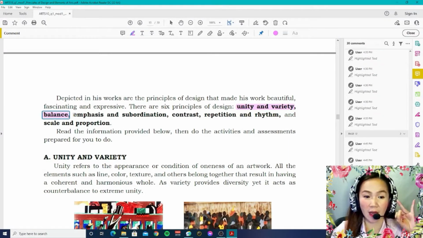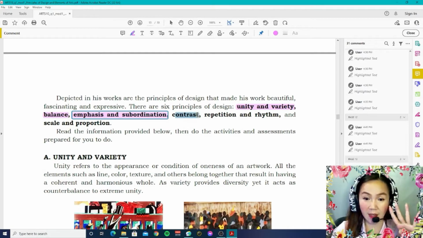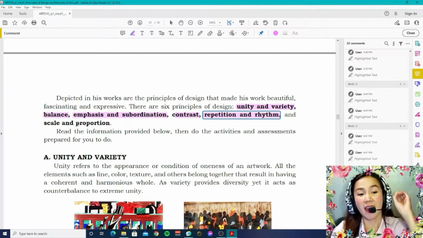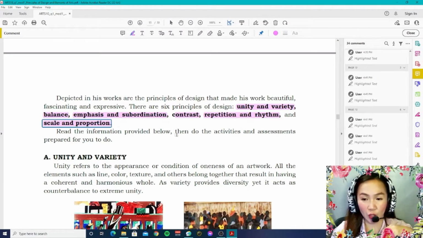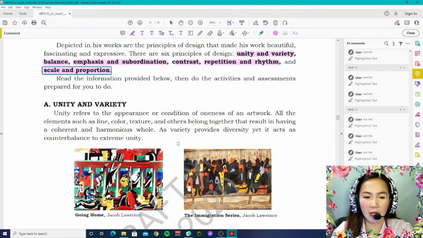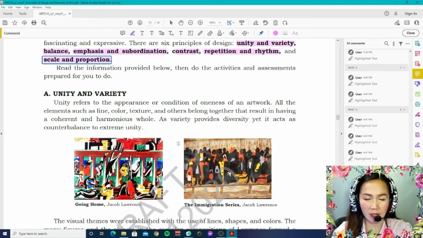Balance, emphasis and subordination, contrast, repetition and rhythm, and scale and proportion. Ilan yon? 6. Now, let's read the information provided below, then do the activities and assessments prepared for you to do. Okay, now let's have unity and variety. Number 1 principle. So, ano ba ang unity and variety?